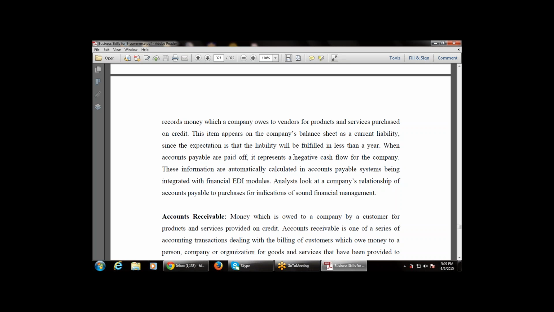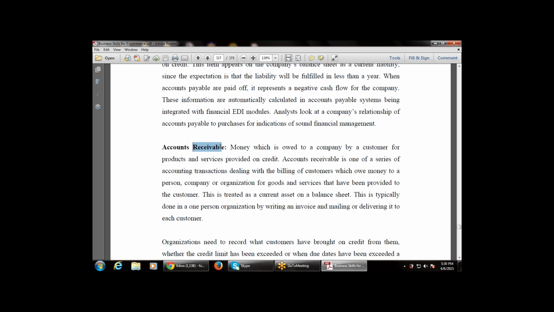What is the exception? There are two types of liabilities. One is current liability, one is fixed liability. The current liability has to be paid out in less than a year. That is a current liability. And a fixed liability is paid after one year also. It depends on the scenario, terms and agreement. So when accounts payable are paid off, it represents a negative cash flow for the company.